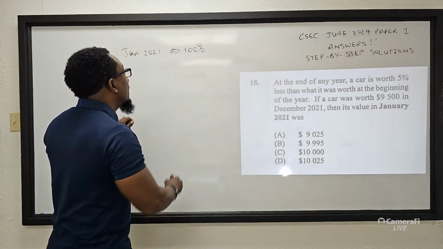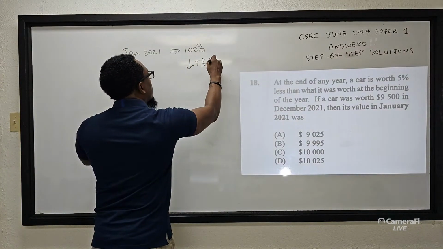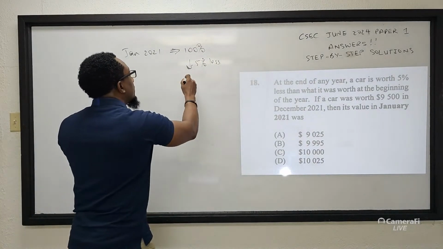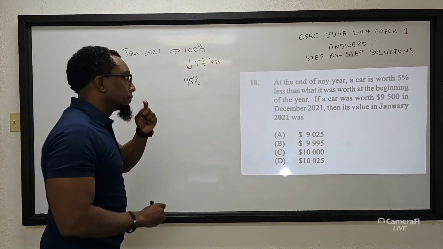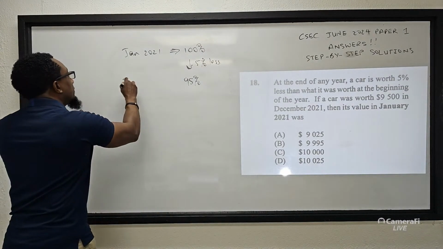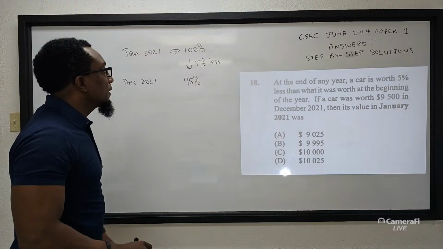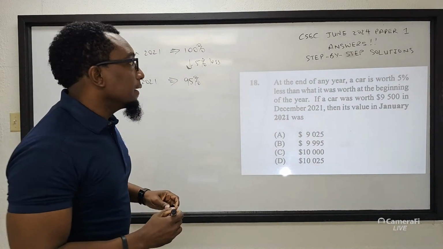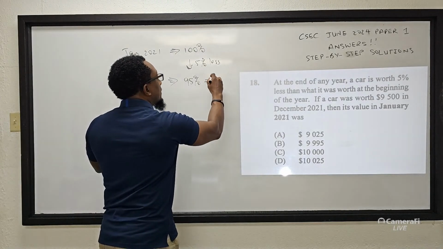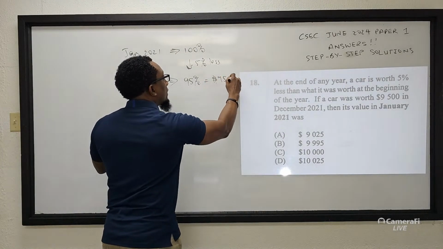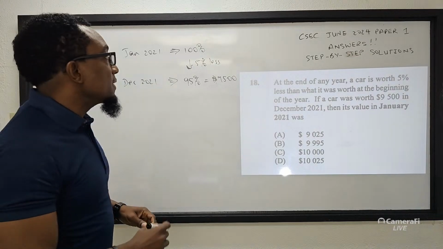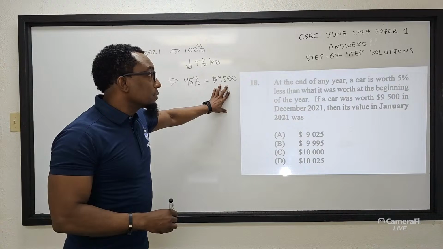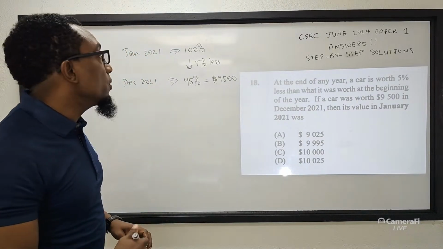So if it's 5% less, we know at the end of the year it's going to be worth 95%. Okay, and this is in December, this is the end of the year 2021. It's worth 95%. And at the end of the year, if it's 95%, the worth is what? $9,500. Okay? So we can establish a relationship here between the percentage, 95%, and the cost it's worth at the end of the year, $9,500.